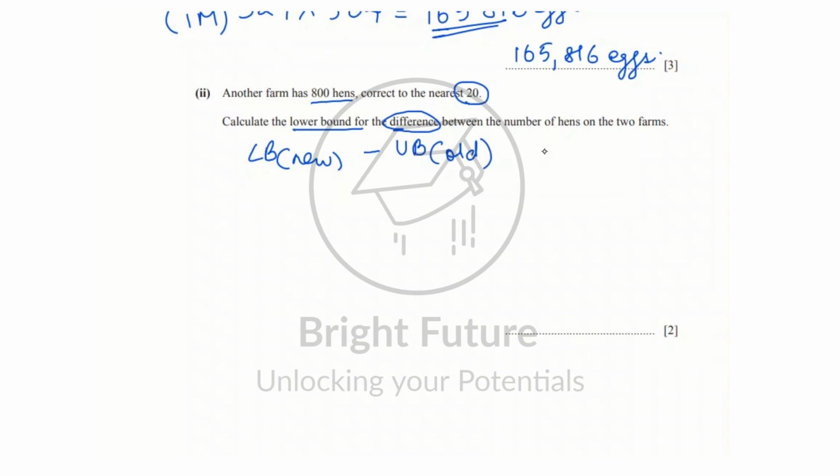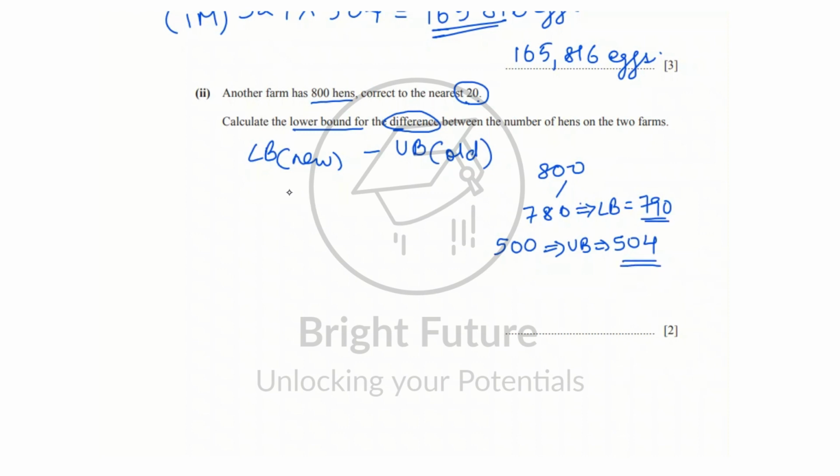Since it's the lower bound, 800 to the nearest 20 will have a lower bound of 790. And the upper bound of the older one, that is 500, we have already calculated in the previous sum: it is 510. So we got the LB and the UB.